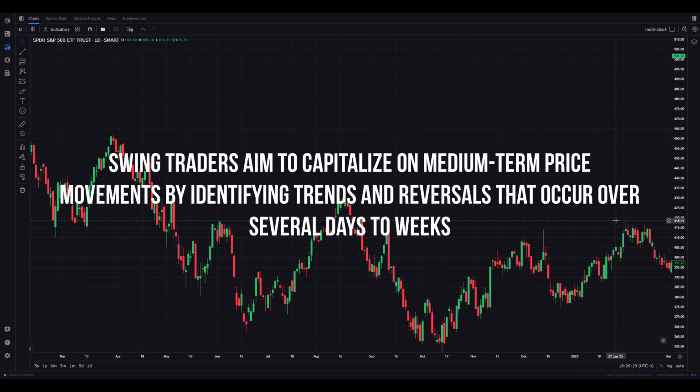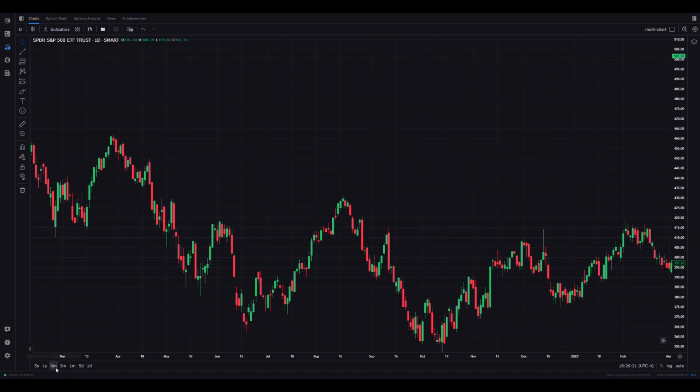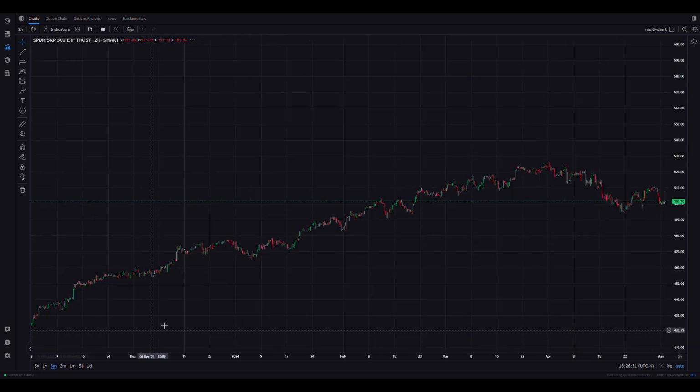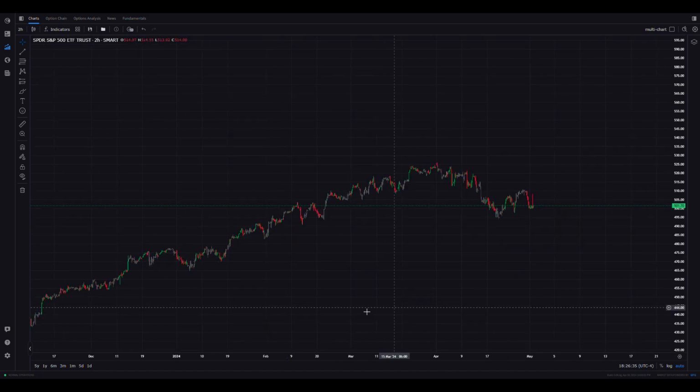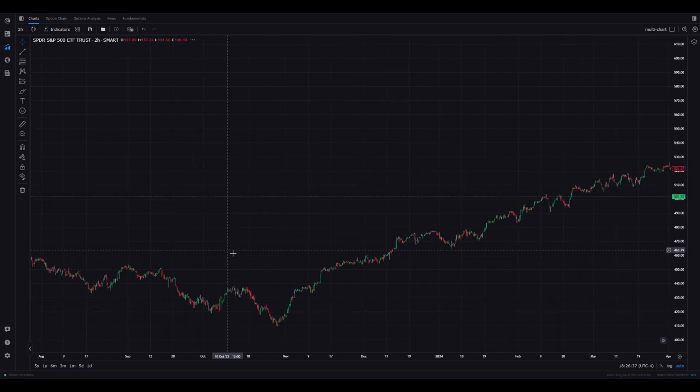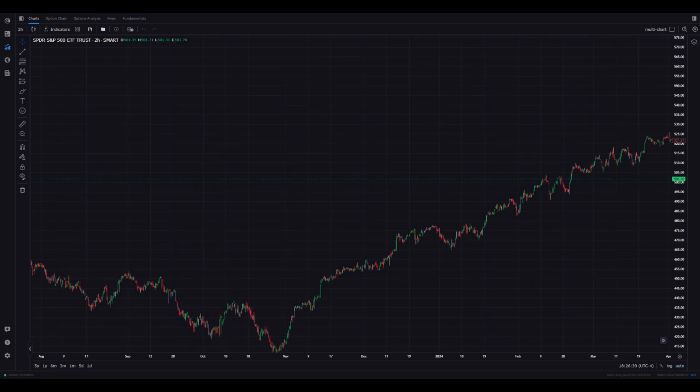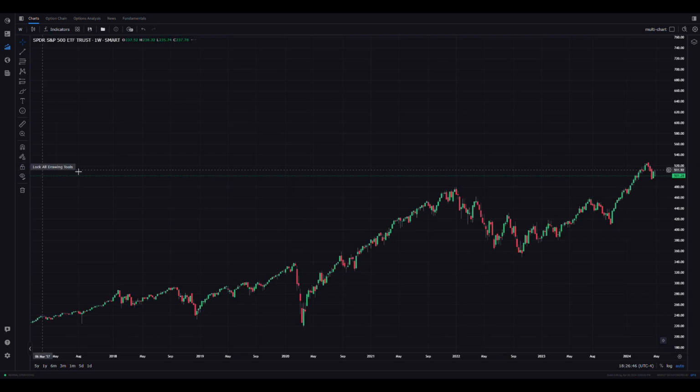days to weeks. They utilize medium-term timeframes to identify potential entry and exit points for trades, based on technical analysis indicators and chart patterns. Investors use medium-term timeframes to gauge the overall direction of asset prices for medium-term investments. They analyze daily and weekly charts to assess the health of the market, identify major trends, and make informed decisions about portfolio allocation and asset selection.